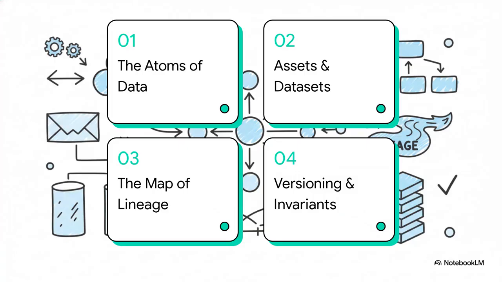So here is our roadmap for today's explainer. First, we'll look at the atoms of data, then assembling assets and datasets. Third, we'll map out the map of lineage, and finally, we'll wrap up with versioning and invariance.